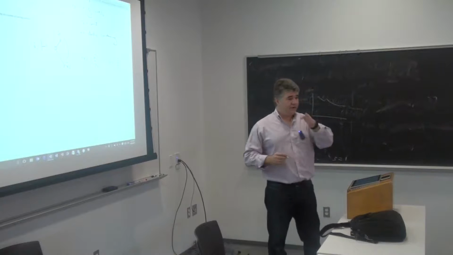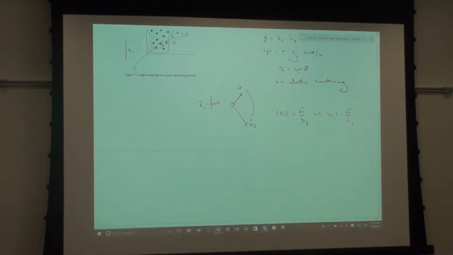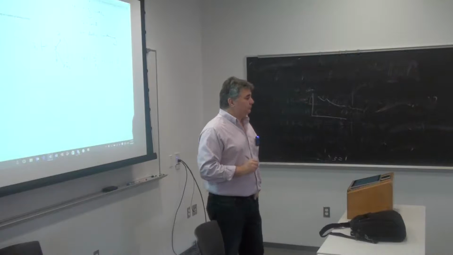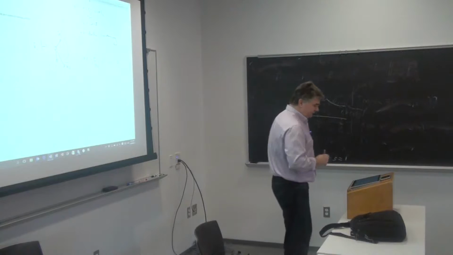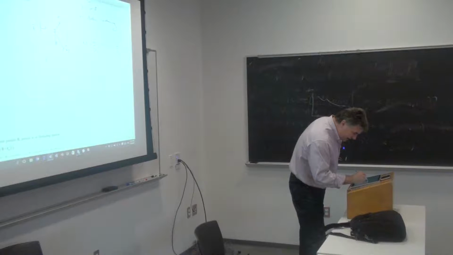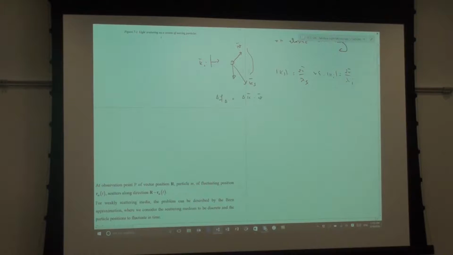If I have K incident this way, and my particle is moving this way, at 90 degrees, do I get a Doppler shift? No. So basically, the Doppler shift, the frequency shift delta F D, is something like delta K times V, meaning delta K is actually our Q. So it's K scattered minus K incident, not magnitude, just vectors. K scattered minus K incident dot V.